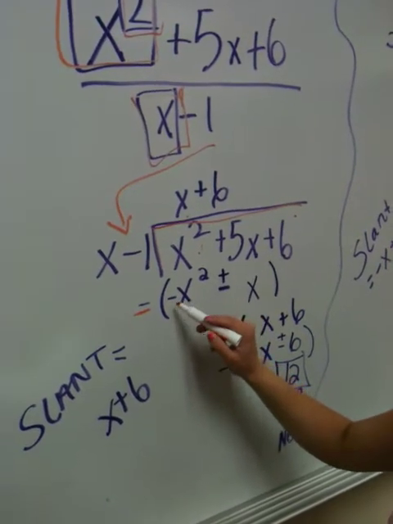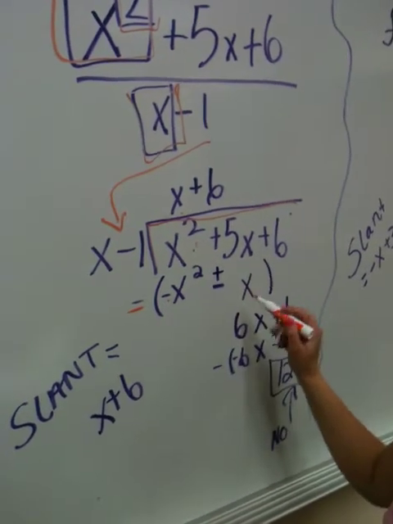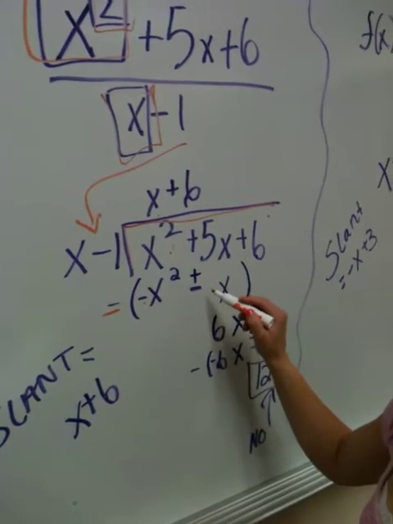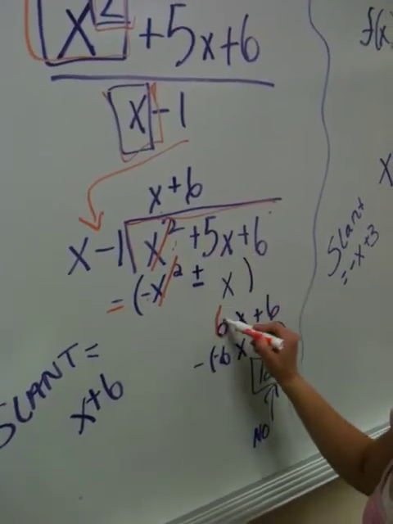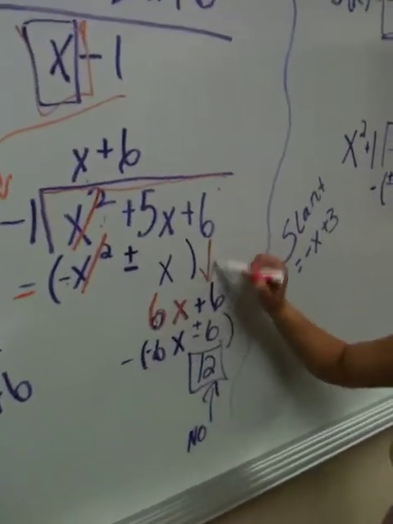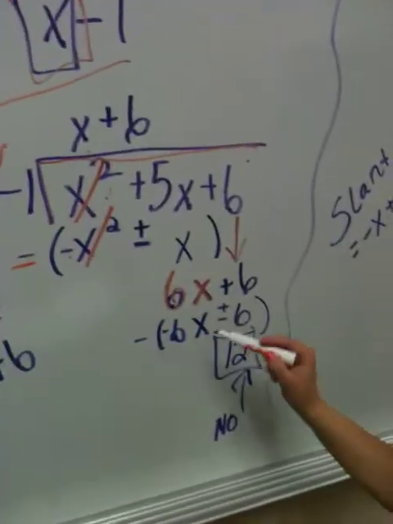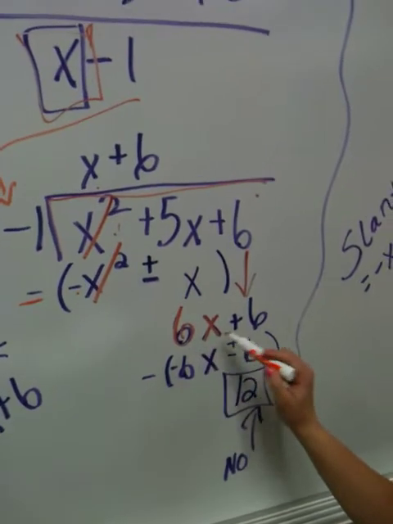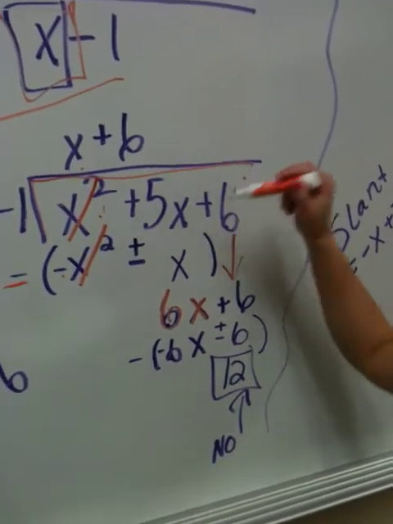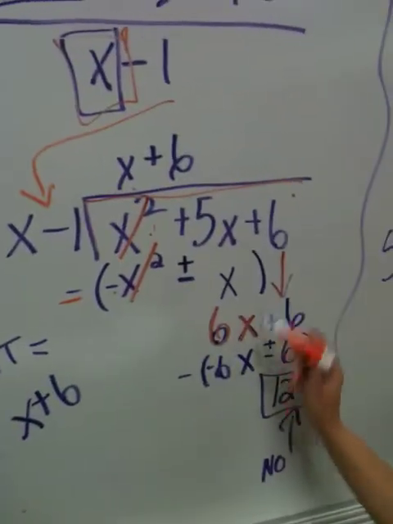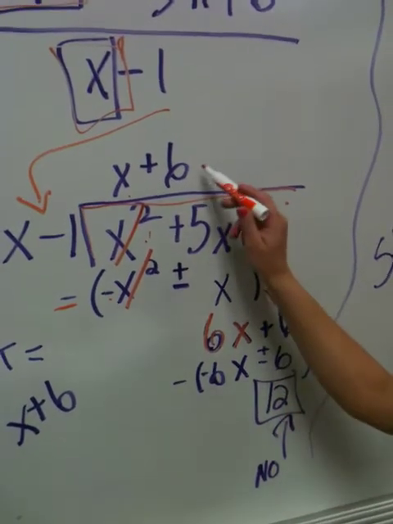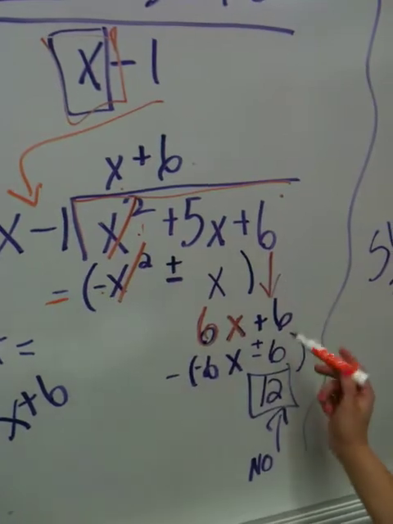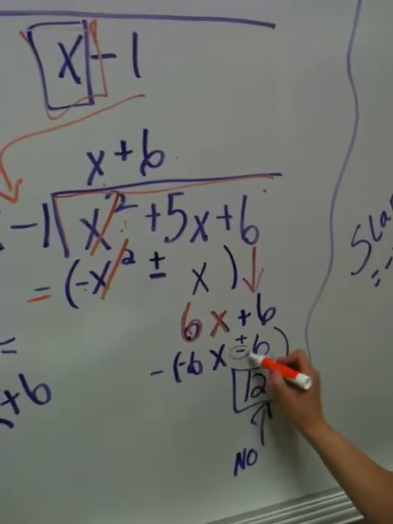So that was positive, so it becomes negative. And that was negative, so now it becomes positive. And those cancel out, and then you get 6x. And then you always bring down the next number. So now we want to find 6x plus 6. So what times x will give us 6x? And that is a 6. So 6 times x equals 6x. And then 6 times negative 1 equals negative 6.